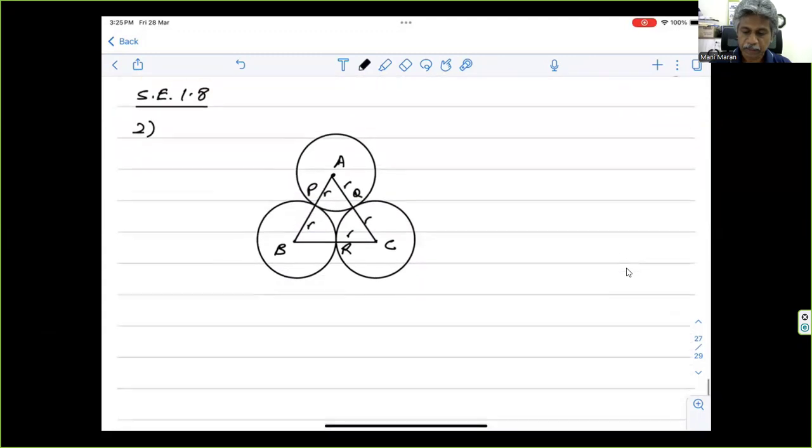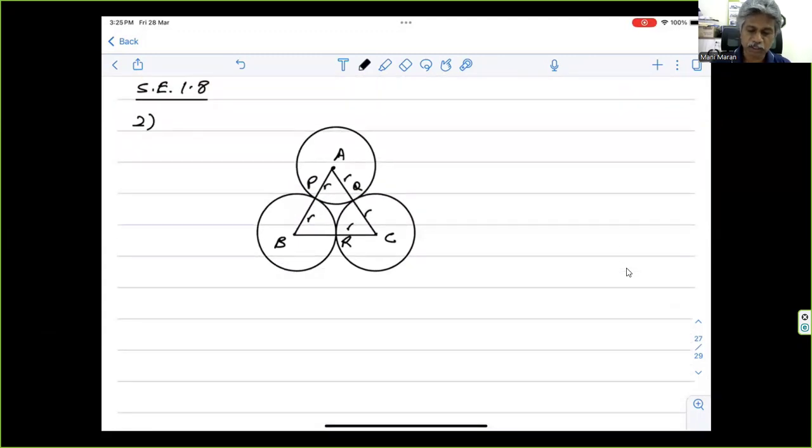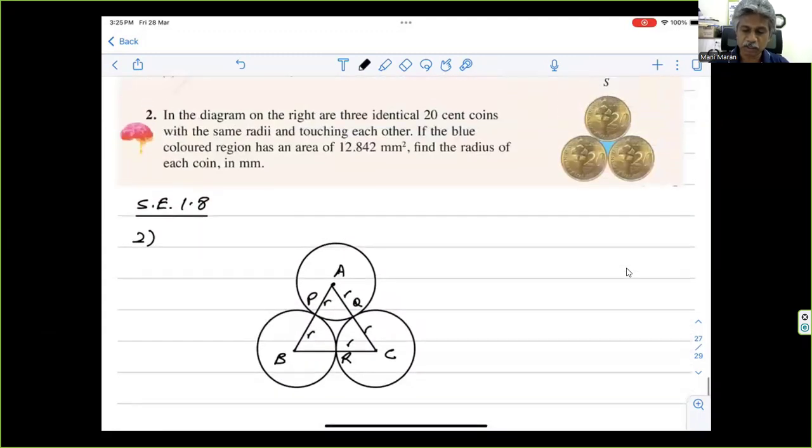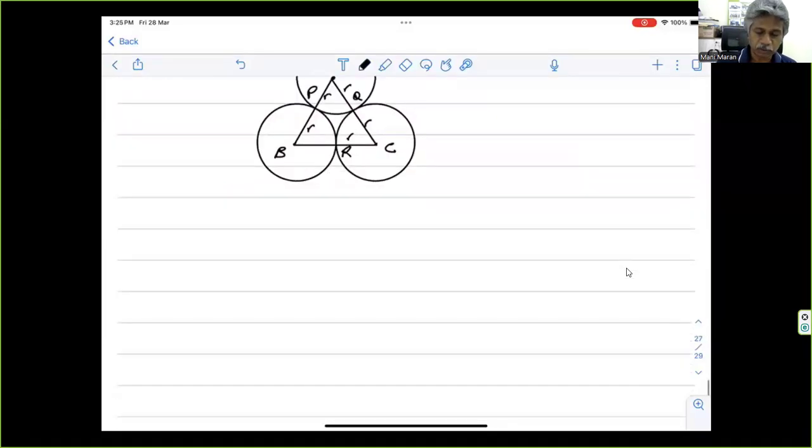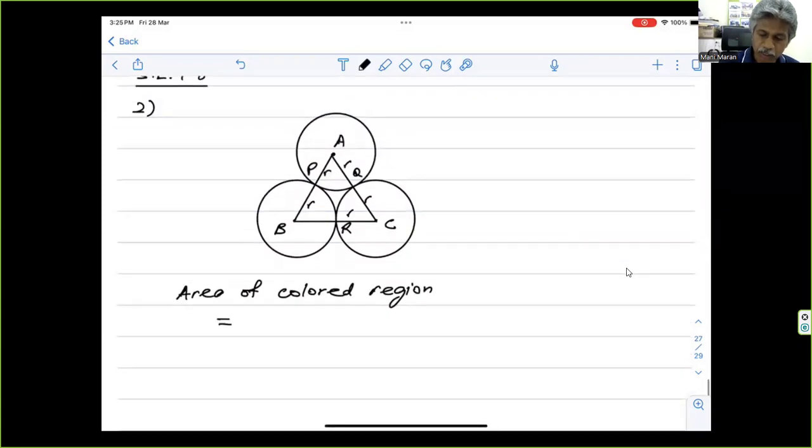Now we are asked to find the radius, but you are given the area of the colored region. So here we write: area of colored region is equal to... If you look at the colored region, it's actually the shaded region. And now we can shade inside here.